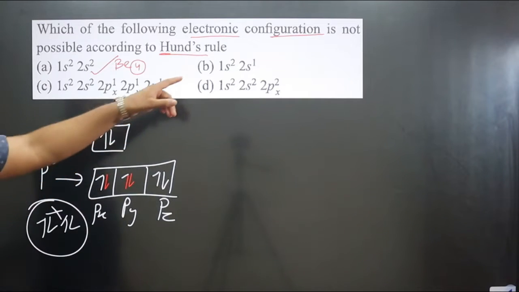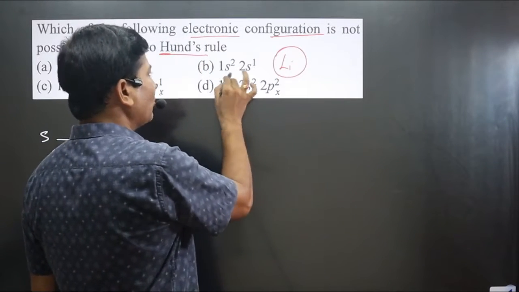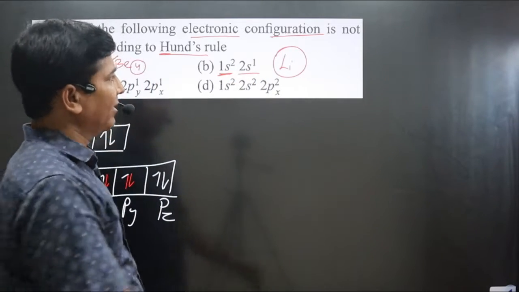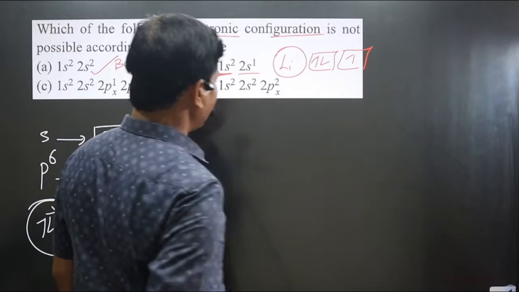In option B, 3 electrons are there, so we can say it is lithium. In this case also, 1s2 2s1 is there. So we have the orbital notation in this way, single spin is there.